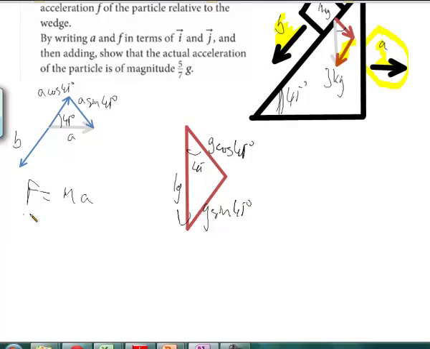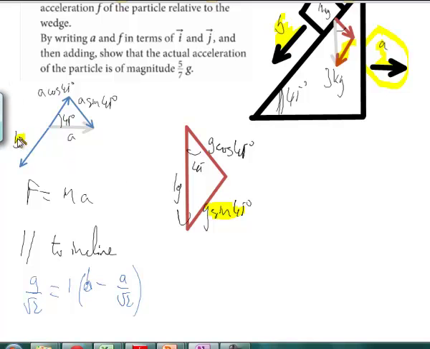So the force, if we go with parallel first to the incline. Force parallel is g sine 45, which is g over root 2. That's equal to mass times acceleration. Well, the mass is 1. The acceleration here is B minus A over root 2. Just highlight that force there is equal to the mass times this acceleration minus this acceleration there. It's equation 1. Equation 2 is perpendicular to incline.